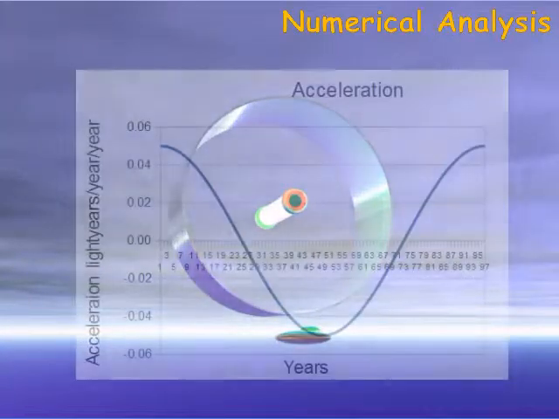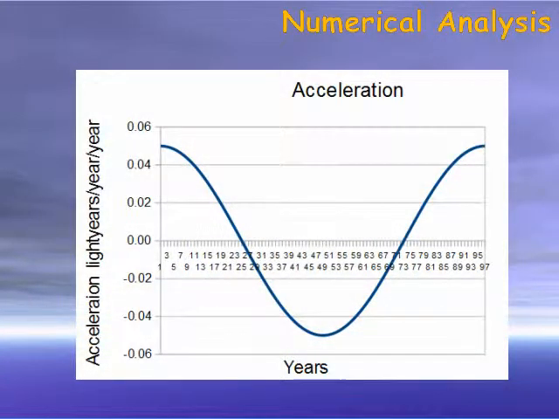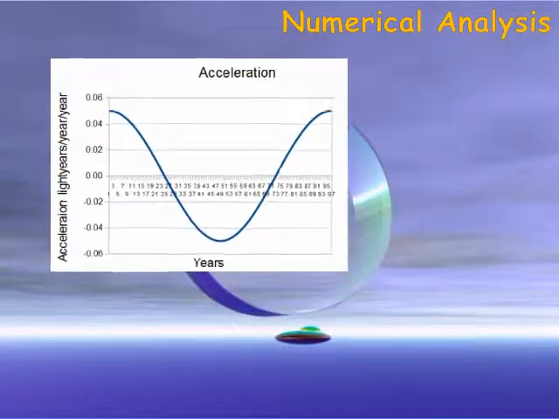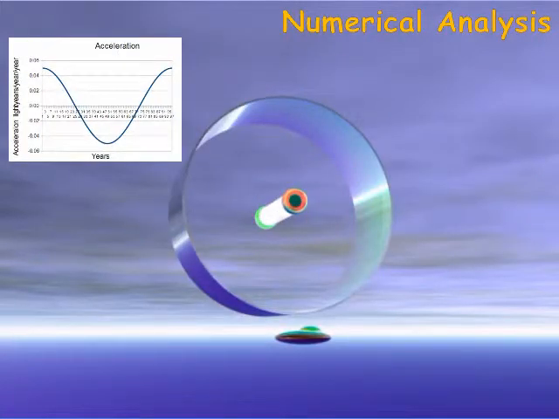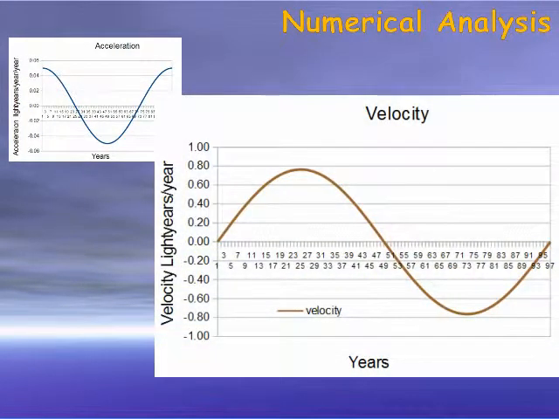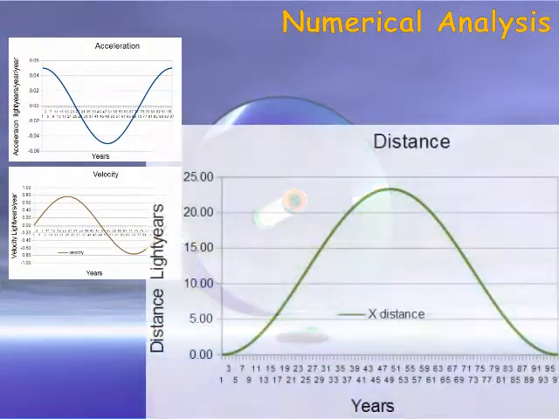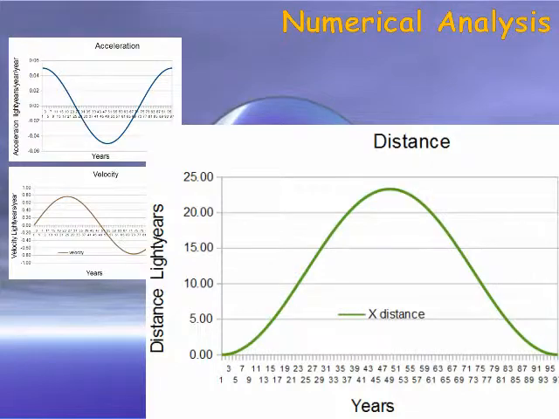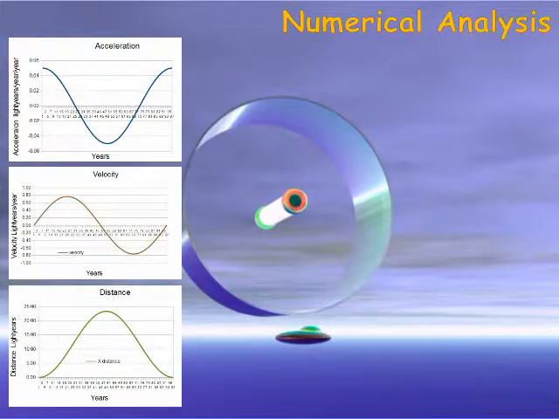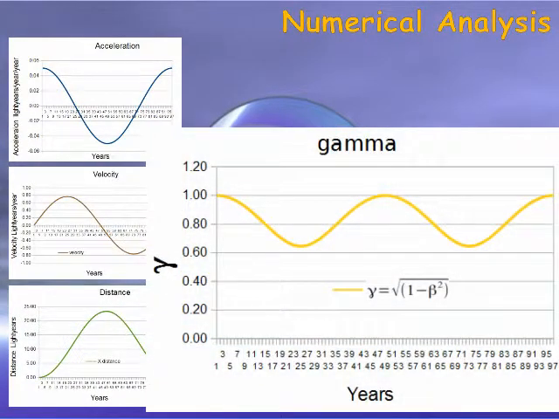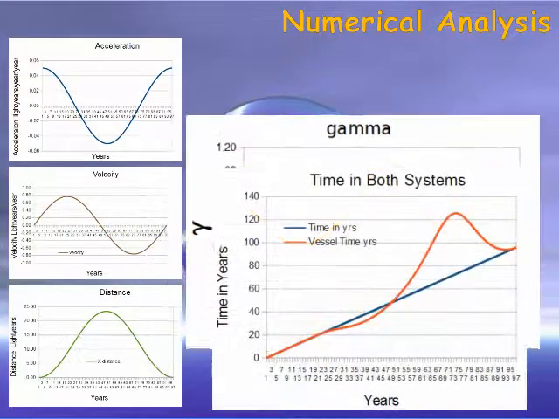We can also analyze this using numerical integration to calculate the speed, distance, and time in a moving system. In the first example, the acceleration is a cosine cycle. This is easy to integrate to get the velocity, gamma, and distance. Numerical integration is used to calculate the time in the vessel system.